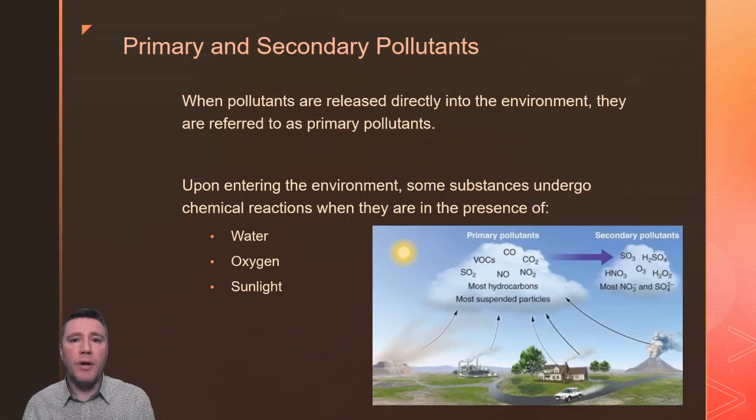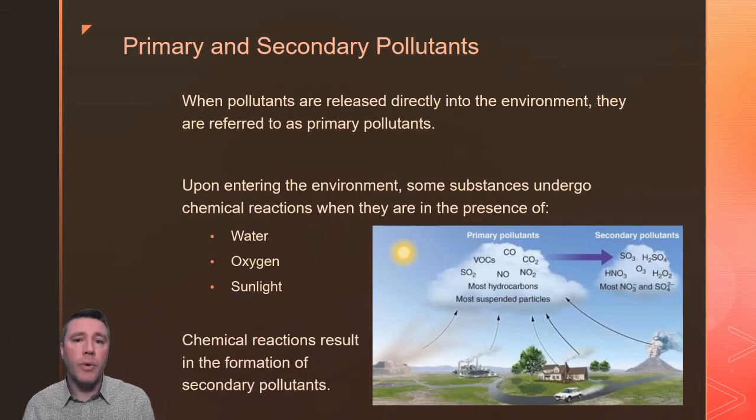Because of the way in which they're formed, controlling secondary pollutants requires the consideration and control of the primary pollutants that create them. For example, rather than trying to reduce ozone pollution directly, it would be more effective to combat the sources of the primary pollutants, like nitrogen oxides and VOCs, that are necessary for its formation.